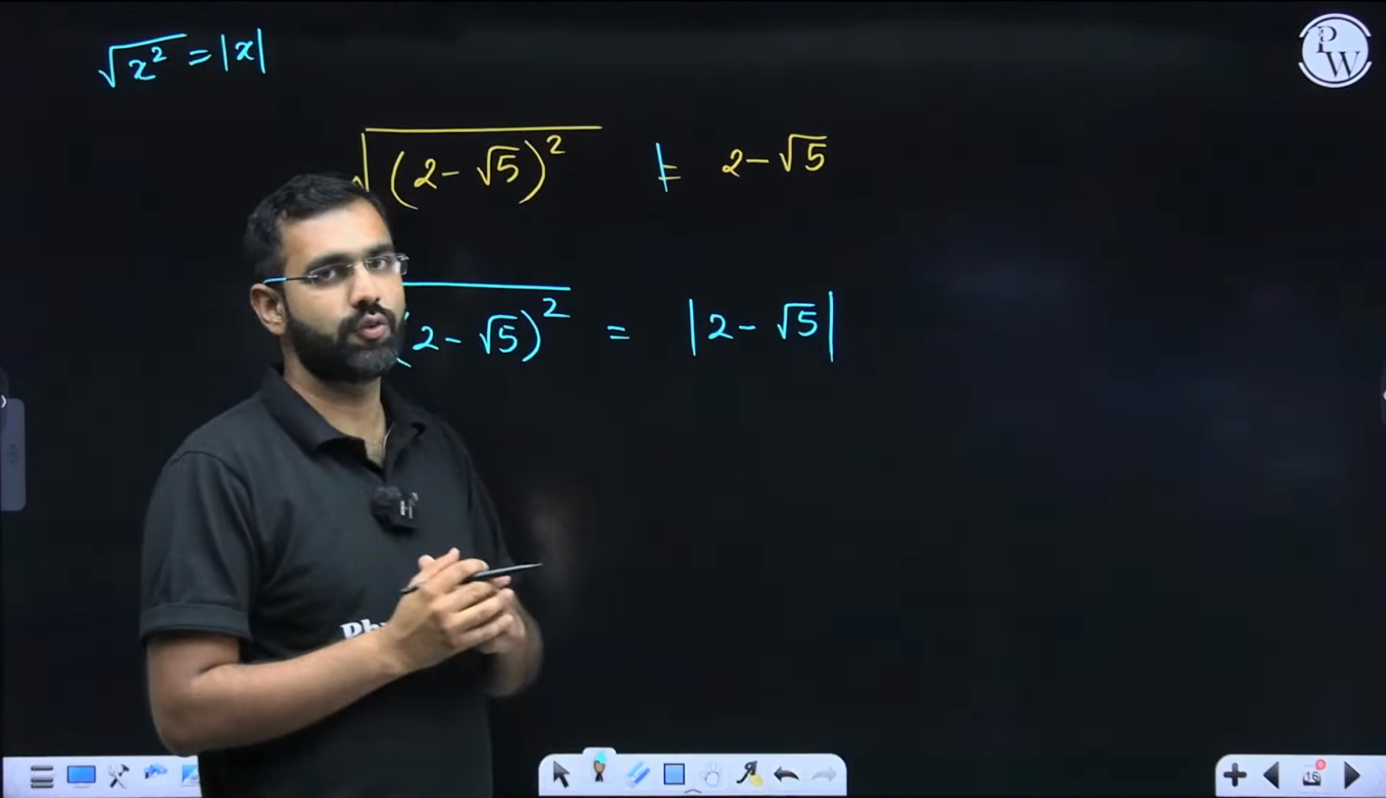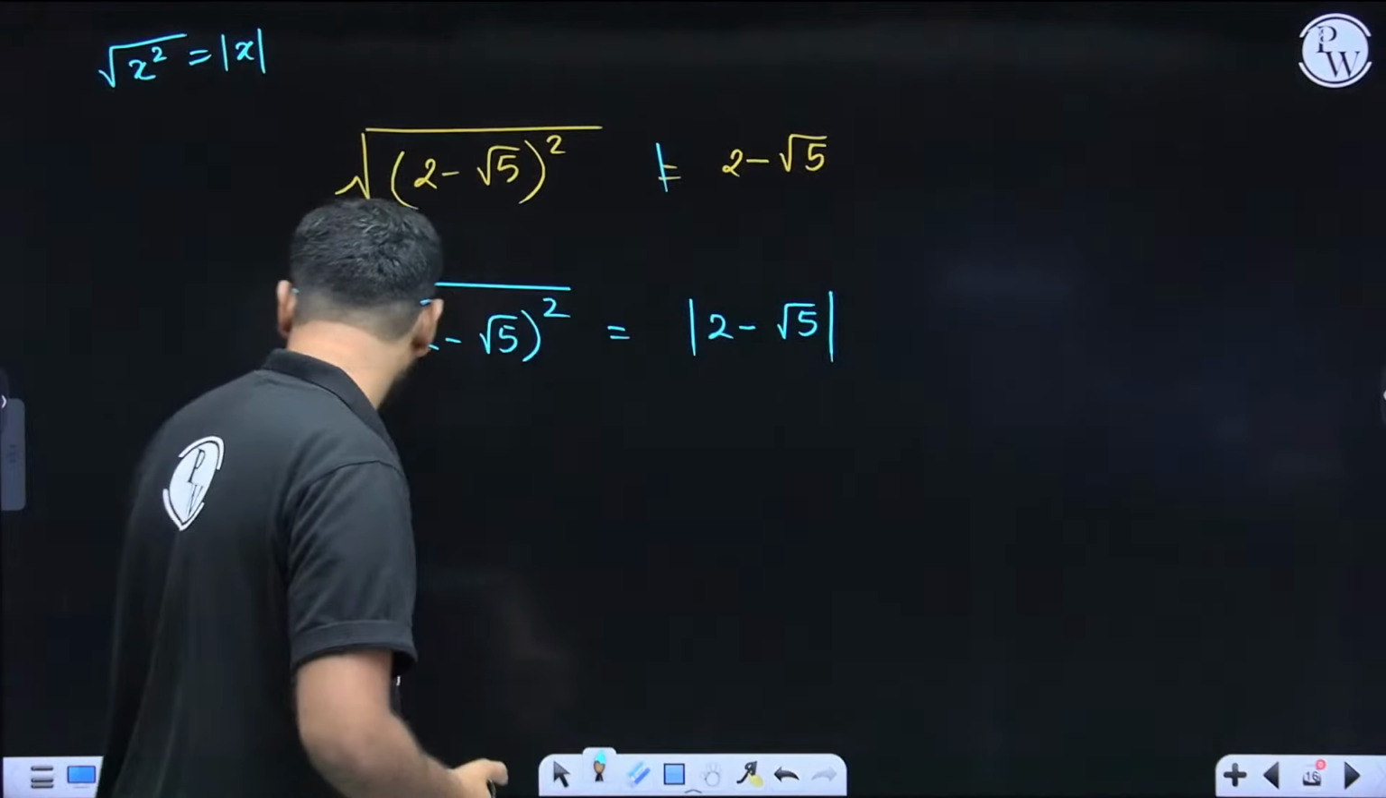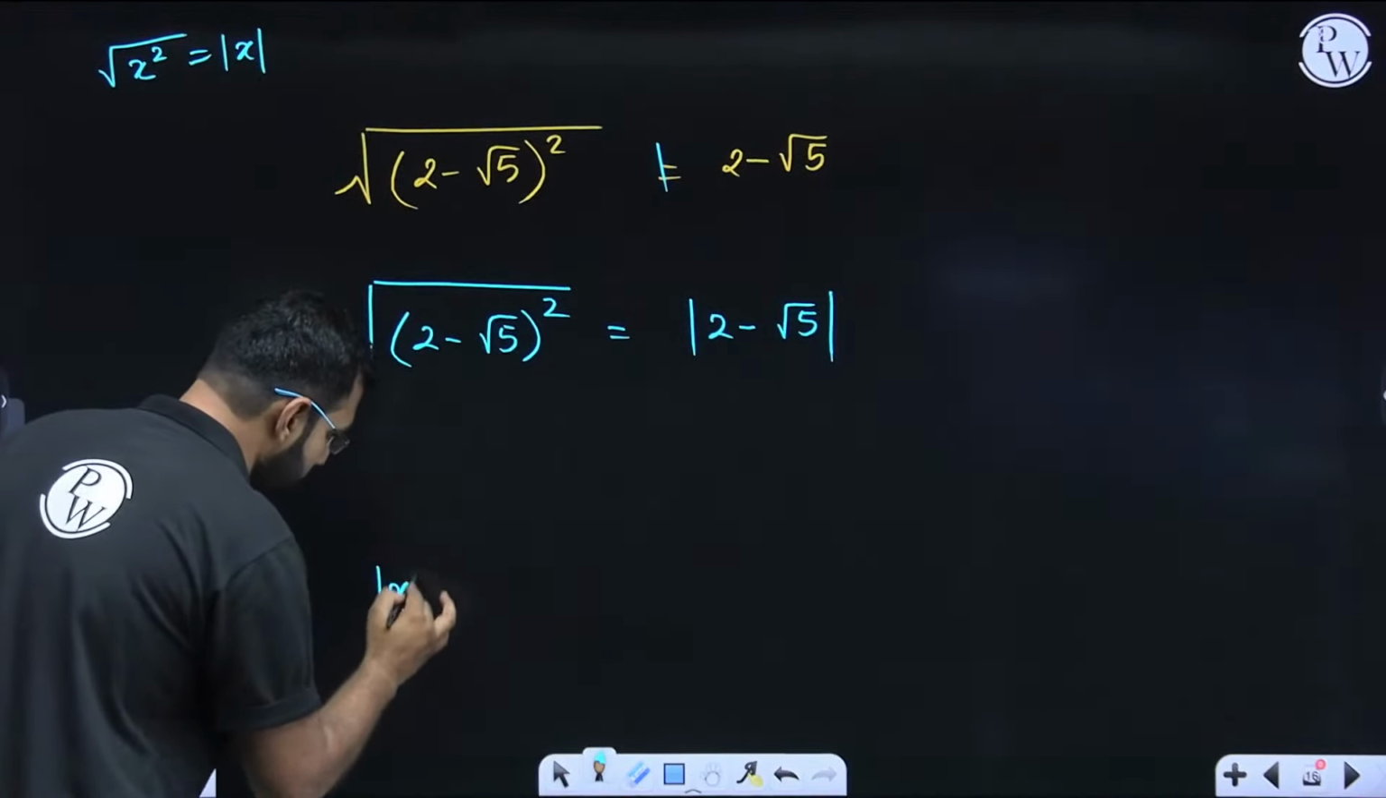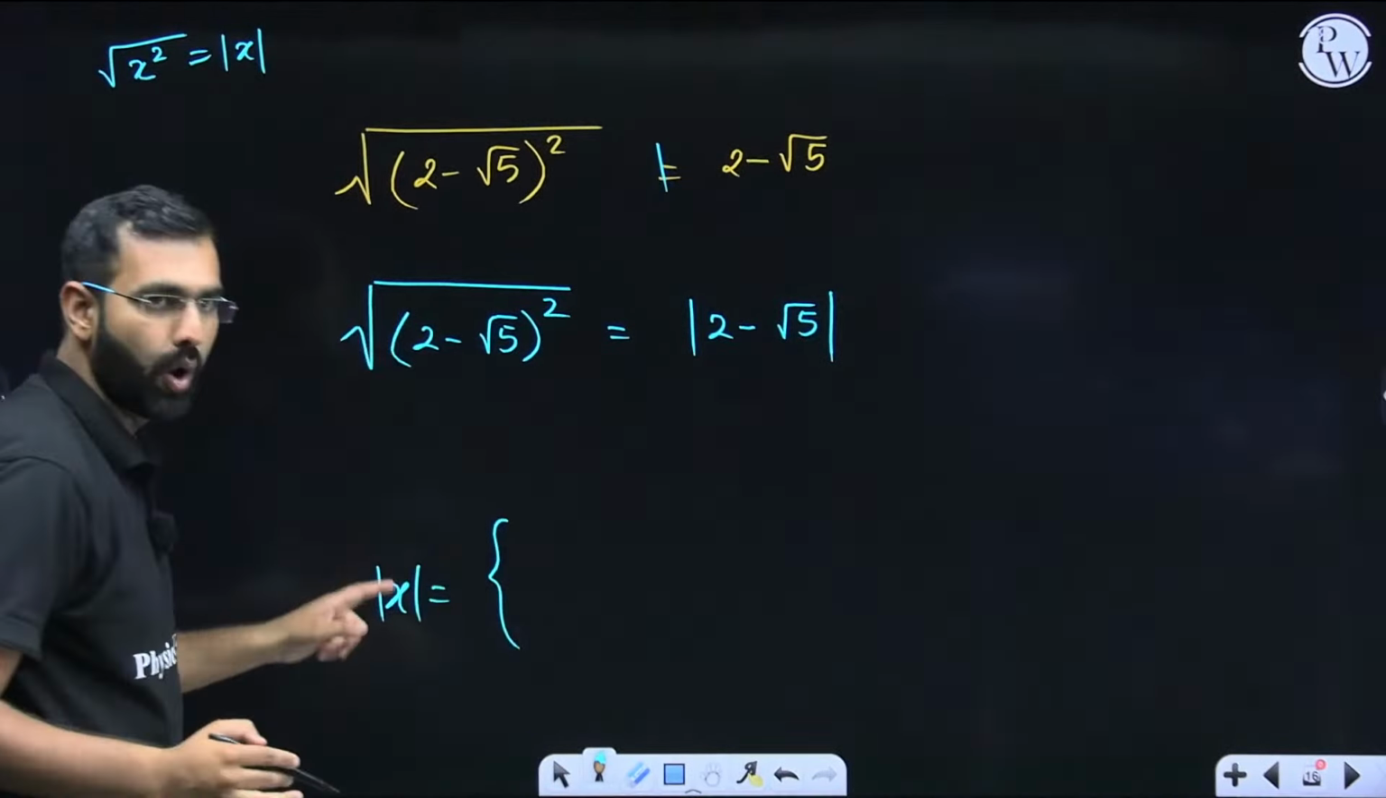That's good, Avinash. Pay attention to that: 2 minus root 5 or root 5 minus 2. If I now go back to the definition of modulus of a number, we know mod x is either x or minus x. Mod x is x as long as x is greater than or equal to 0, and it is minus x if x is negative. So if I were to remove the mod from here, x is 2 minus root 5, and here 2 minus root 5 is negative.